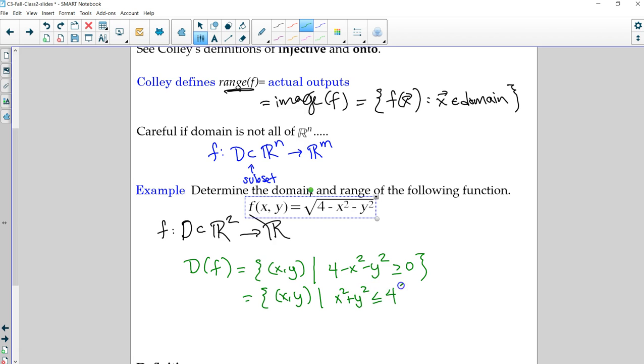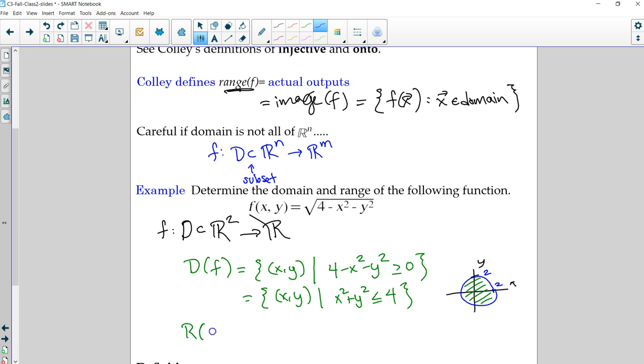If we were to graph this just quickly as an aside, we have x and y, and this would be 2 and 2, and we would have to make sure that for our input values, we're somewhere on the interior of the disk of radius 2 in 2 dimensions. So that's the domain.